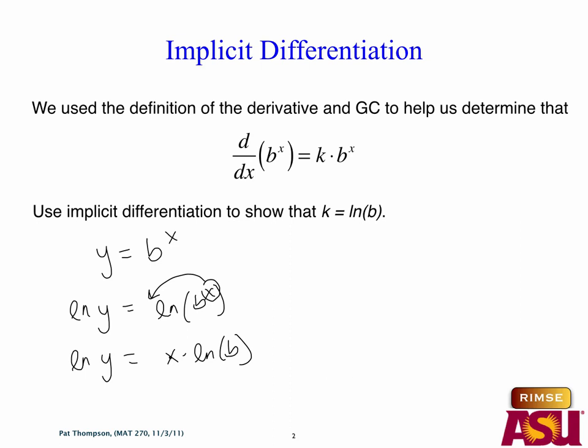Okay, so now notice I have an equation relating the quantities x and y. And I want to find the rate of change of y. That was my original goal, to find the rate of change of b to the x. So that's the rate of change of y. So you guys help me out now. Now I want to find the derivative. So I want to find the rate of change of both sides. So what's the rate of change of the natural log of y with respect to x?